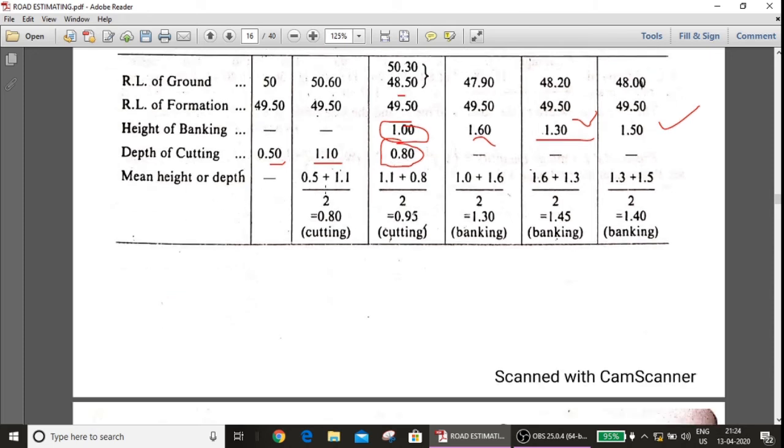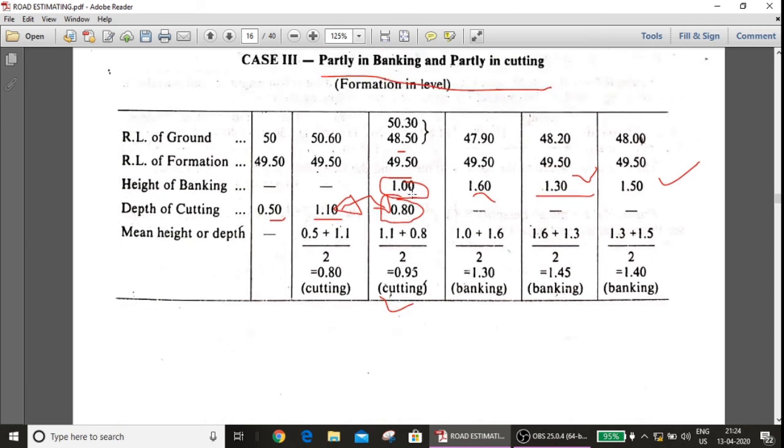Next, the mean height: 0.5 plus 1.10 by 2. Next, 1.10, we have to take both values which are in cutting. 1.10 plus 0.80 by 2 is 0.95, which is cutting. Then for the ground level, here there is a drop, so we have to do banking. Then we have to take the value for banking. So 1 plus 1.60 by 2 is 1.30, banking.